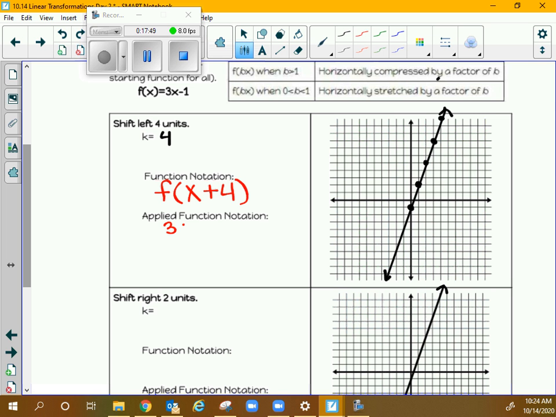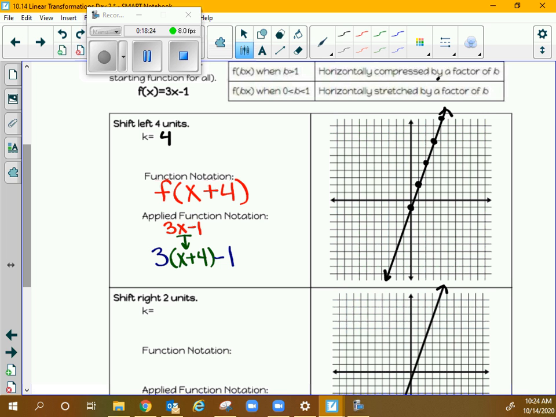3x minus 1. I'm going to write it really small because the application is different. X got replaced with x plus 4, but the remainder of the equation comes down around it. It's just x because I replaced the x. I didn't do anything to the whole function. I'm adding 4 to x, not to f of x.